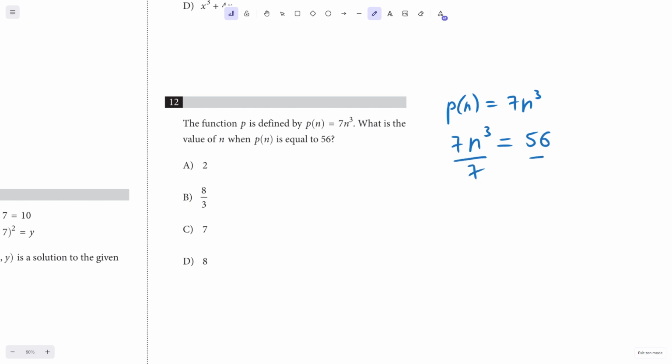Divide both sides by 7. We get n cubed equal to 8, and we know that 8 is equal to 2 to the power of 3. So take the cubic root of both sides, or just common sense, because they must be the same thing. n will equal 2.